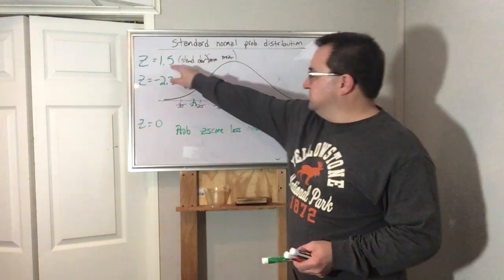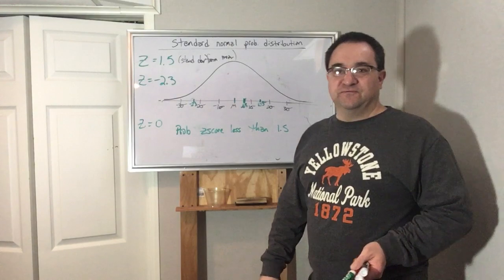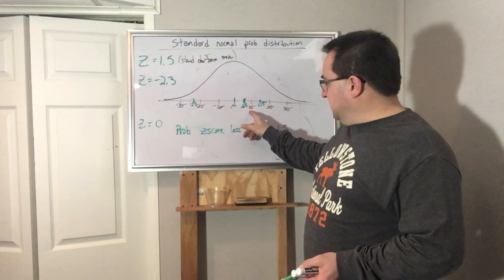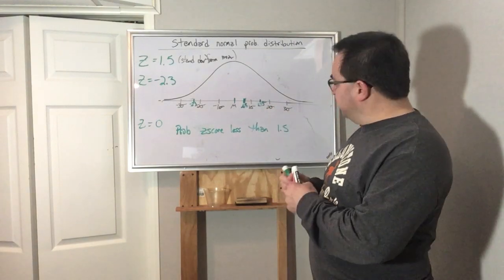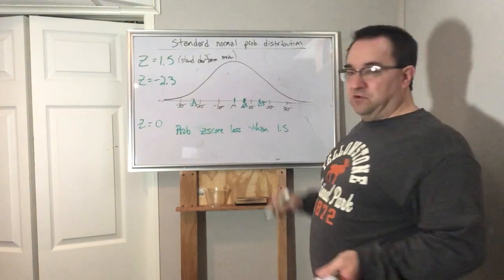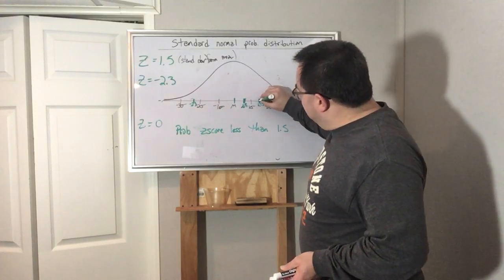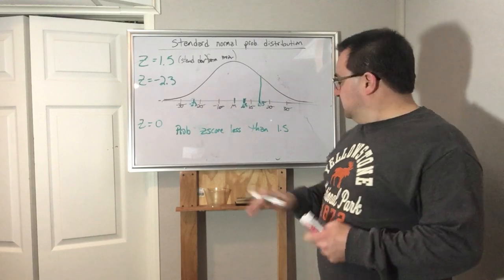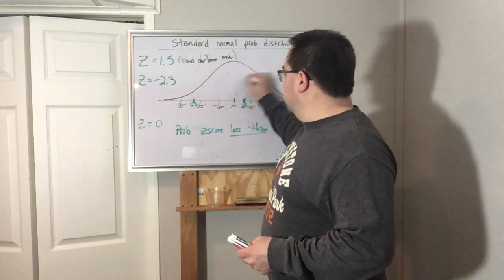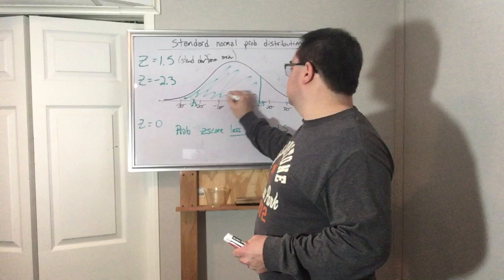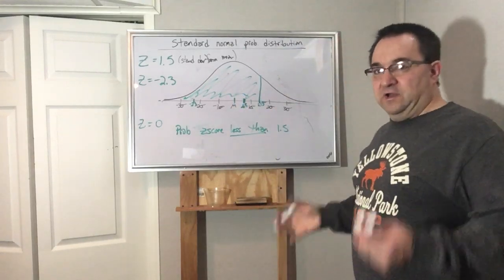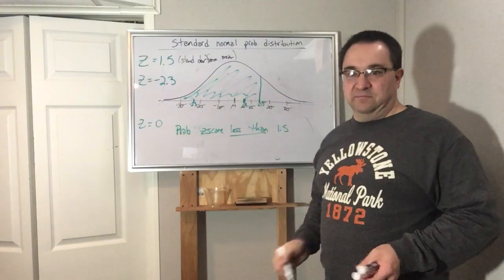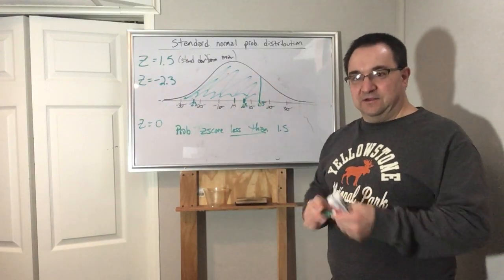Well, the first thing I have to do is find 1.5. The mu is the 0, so that's 1, 2 is too far, 1.5. So this is a z-score of 1.5. Less than, if I draw that straight up to where the curve is, less than would be all of this area right here. So I want to know what percentage of the whole area under the curve is behind the 1.5. How do we get that number?